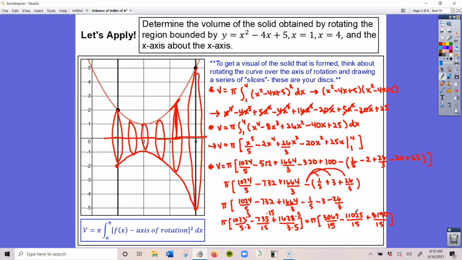3069 minus 11,025 plus 8,190 gives me that pi on the outside times 234 over 15. Oops, I already have the pi there. Which this can be simplified actually by 3. And so I end up with a final answer of 78 over 5, and then of course the pi. And this would be my final answer for the volume of this solid.